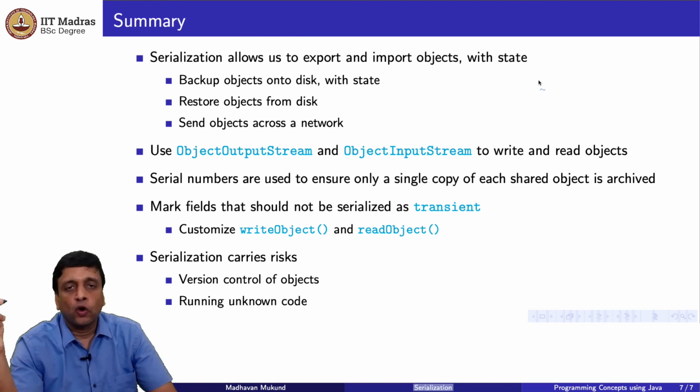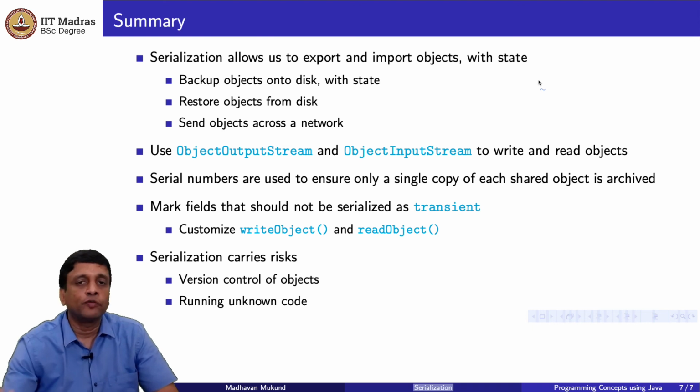We can choose to not serialize certain fields by marking them as transient, and then we can save some information about these transient fields manually by customizing the write object and read object methods for that class. So remember that serialization should be done with care because it carries risks. If the objects that you are working with change in your code, the serialized objects will remain in the old version and they will be incompatible. And when you deserialize an object written by somebody else, you carry the risk always associated with running code which is not known to you. So externally developed code, if you run it on your system, then you expose yourself to whatever risk that might entail.